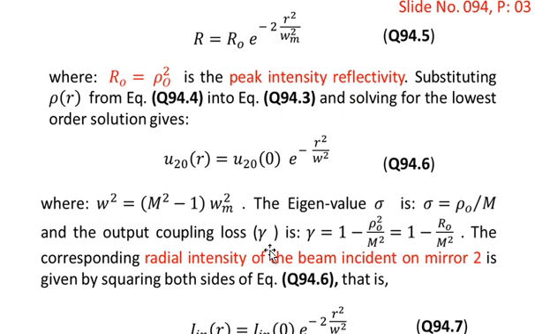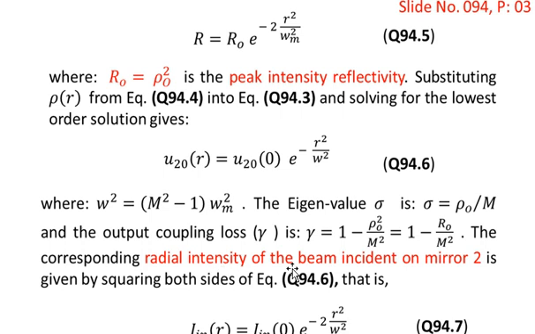The output coupling loss gamma is equal to 1 minus rho naught squared over capital M squared. That is equal to 1 minus R naught over capital M squared, where R naught is equal to rho naught squared. So gamma and sigma are both contained in this constant represented by u2 0 of 0. But we are interested in the physics of that rather than the full description of this constant. So we have sigma equal to rho naught over M as the eigenvalue, and the output coupling loss gamma equal to 1 minus R naught over capital M squared.